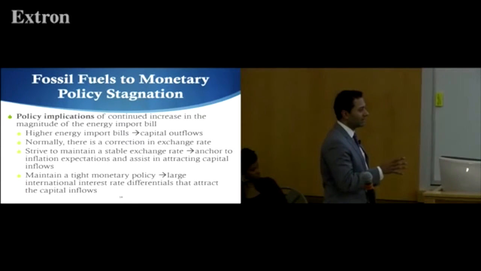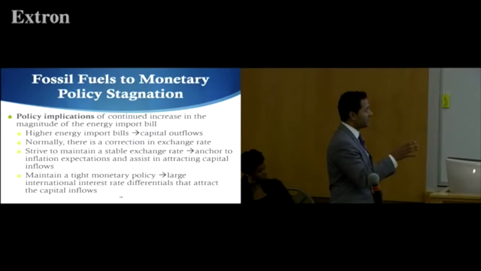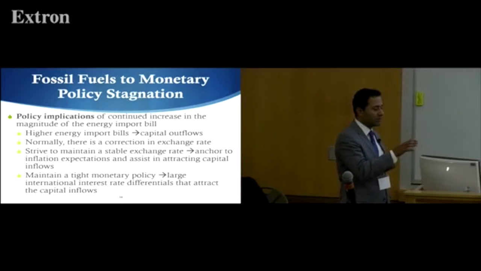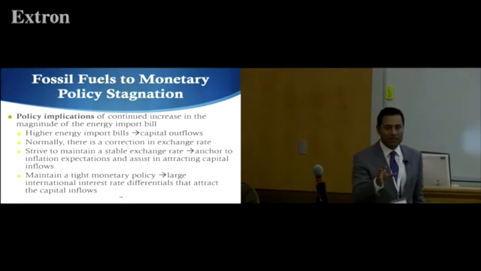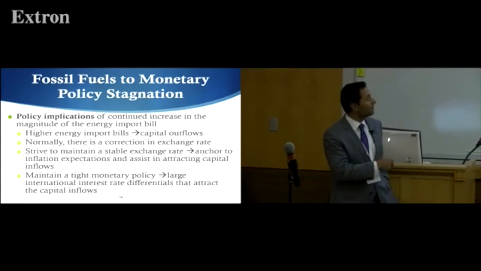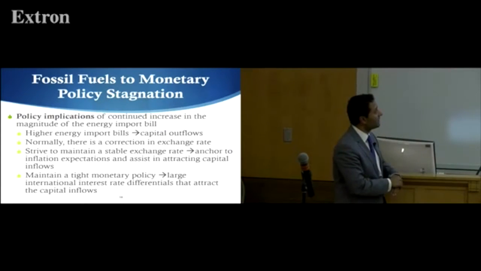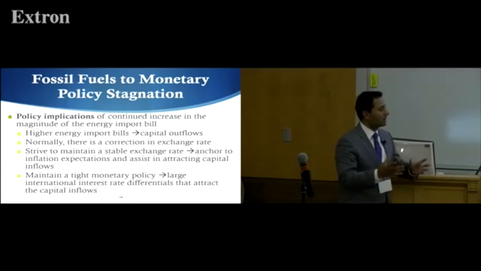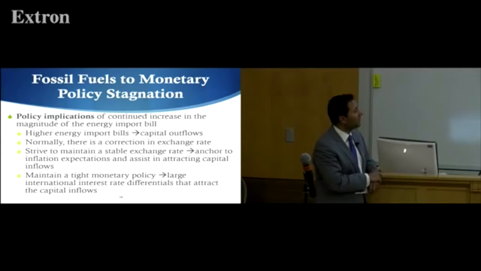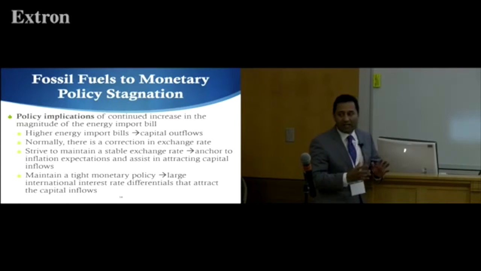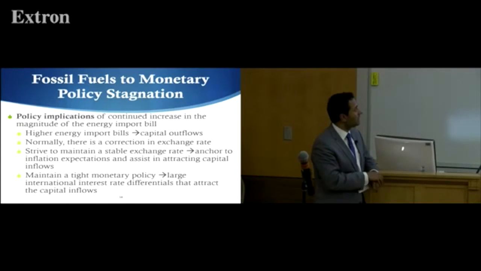Normally, there would be a way to correct that balance of payments, this is my second last slide so I'm almost done, through a correction in the exchange rate. However, as certain economists have pointed out, Jan Kregel for example in some papers, countries need to keep a stable exchange rate because it serves as an anchor to inflation expectations. And most investors outside of that country require a stable exchange rate in order to invest in a particular emerging economy.